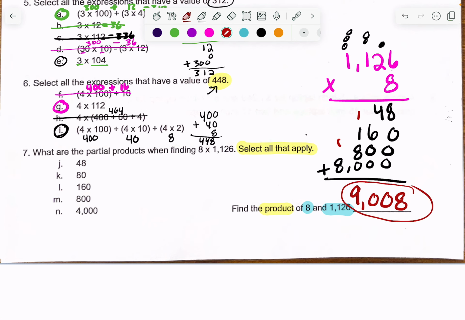Now I need to go back through, because it's asking me to find the product, and I need to select all that apply. I need to answer both questions. I can't just answer one. So I'm going to go back through.